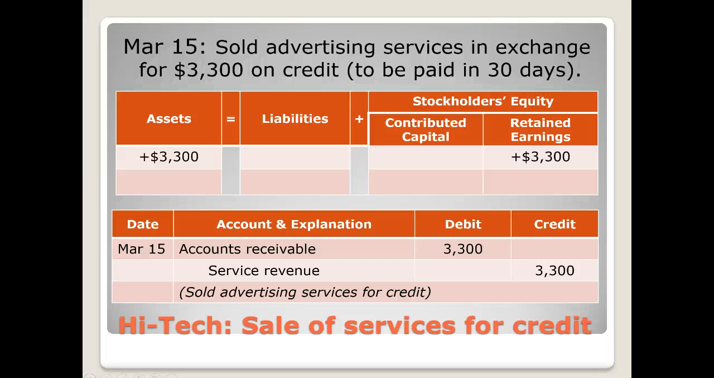The company sold advertising services, so it was an increase in a revenue, which is an increase in retained earnings. They also did not receive cash, but by getting the promise of payment from the customer, they did get themselves an increase in a different asset account. And that would be the accounts receivable asset account. So there is still a $3,300 increase to assets, which is a debit of $3,300, this time to accounts receivable. And then there's a $3,300 credit, which is the service revenue. We have a memo and we have the date.